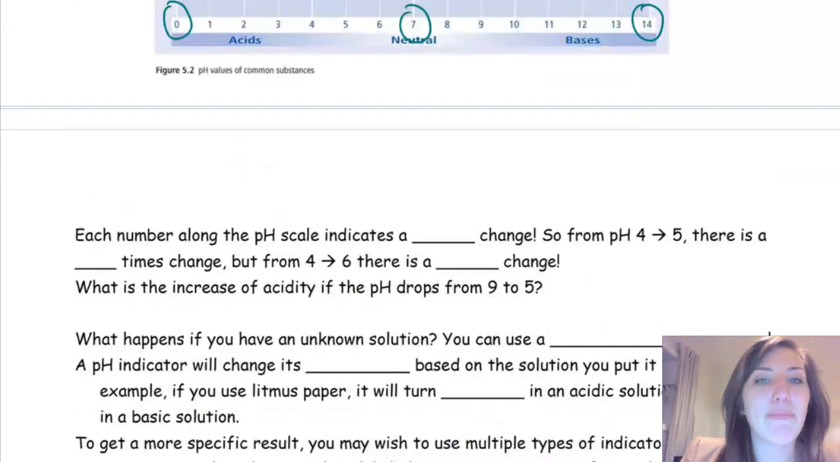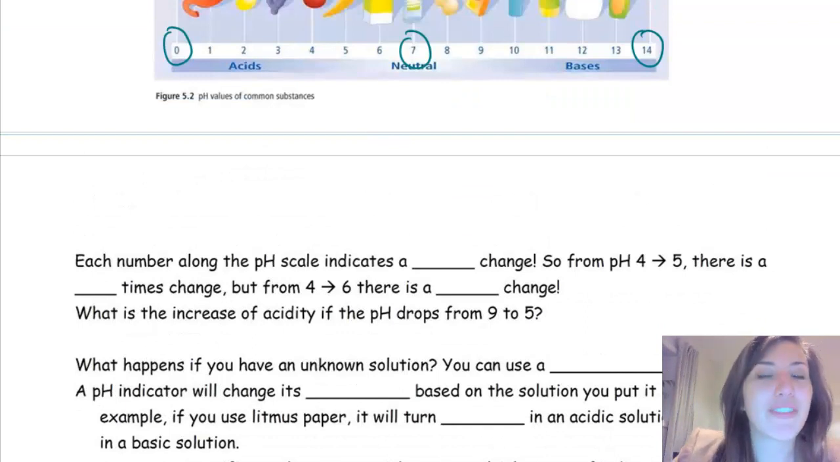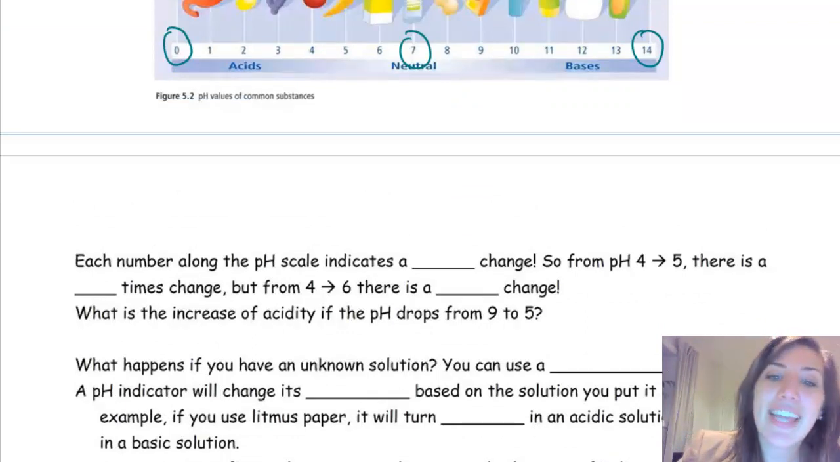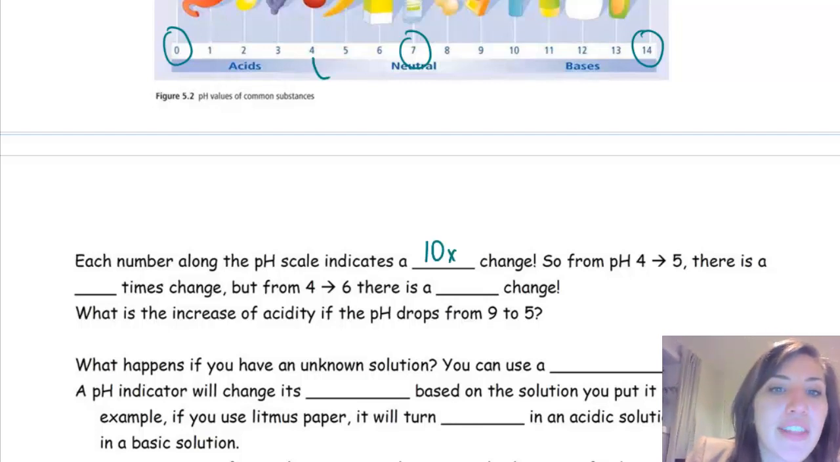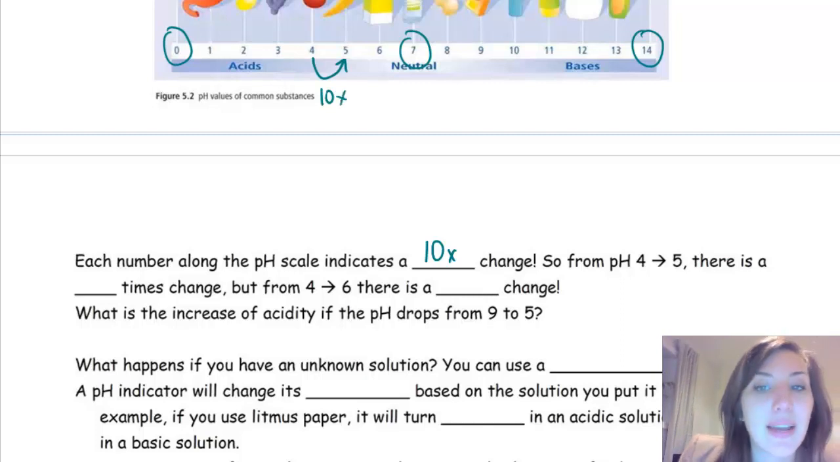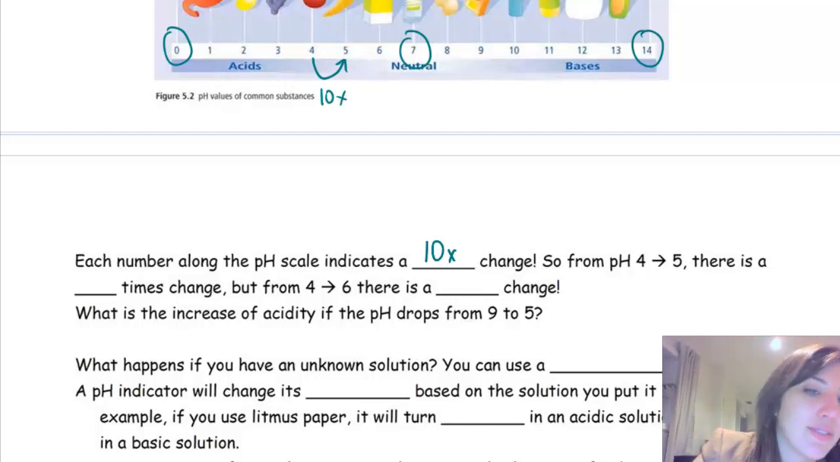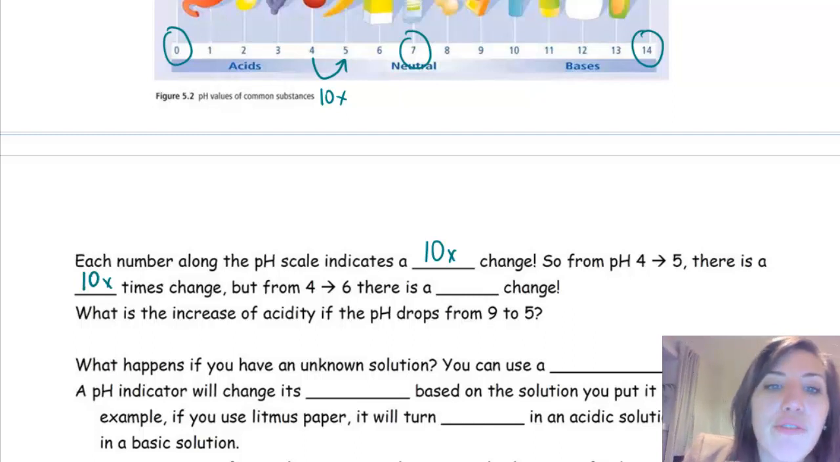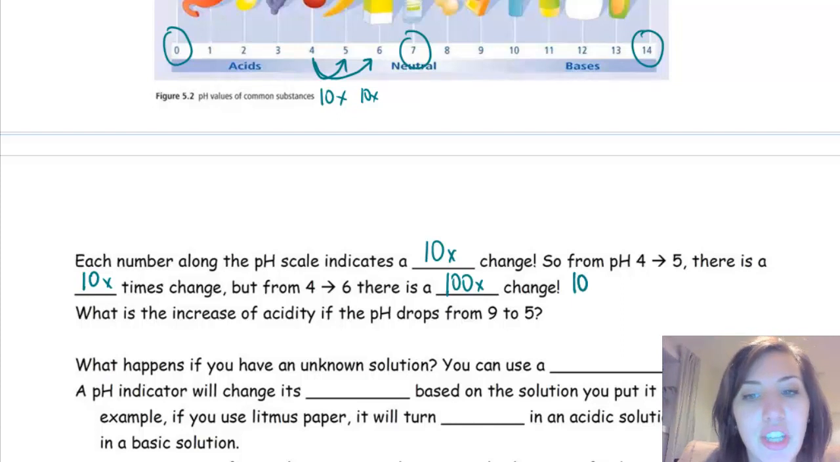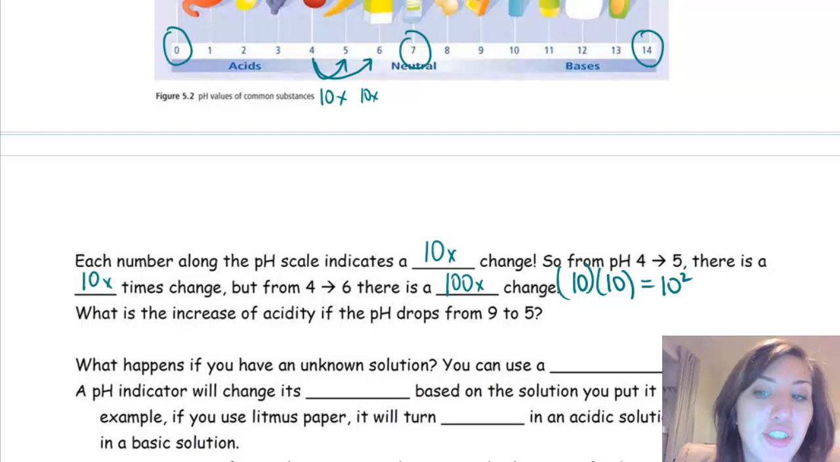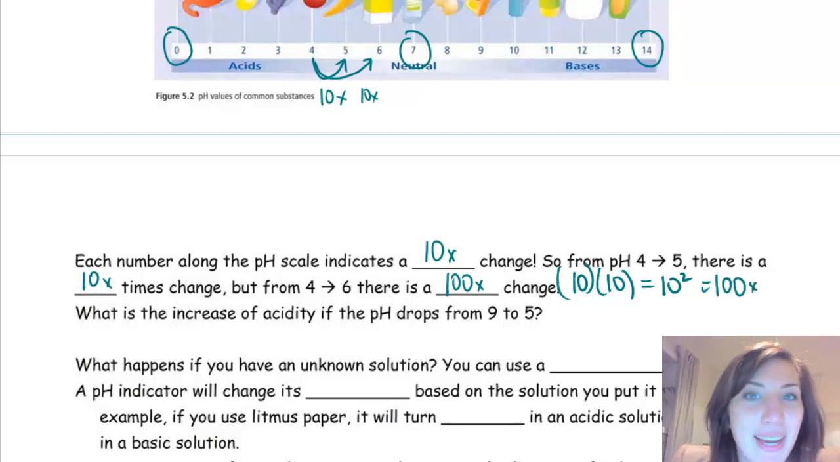So each number along that pH scale, these 0, 1, 2, 3, 4, 5, 6, 7, 8, 9, 10, 11, 12, 13, 14, indicates a 10 times change. So from 4 to 5 here, that's not just 1, that is a 10 times change. Well, let's write that in. But if you go from 4 to 6, we've got a 10 times and another 10 times. So you have a 100 times change because you have a 10 times change times another 10 times change. That's the same as saying 10 to the power of 2, and that's 100 times different.